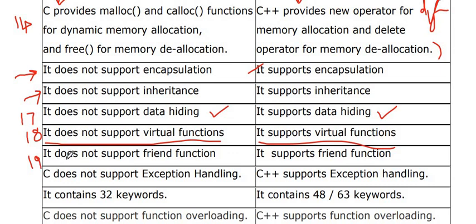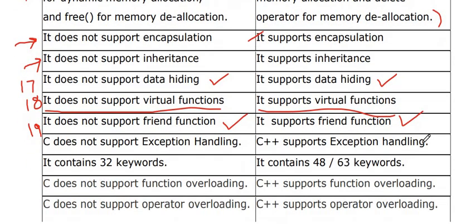Now let us see another difference, the 19th difference between C and C++. Under the C, it does not support friend function. Means C language does not support friend function. C++ supports friend function.